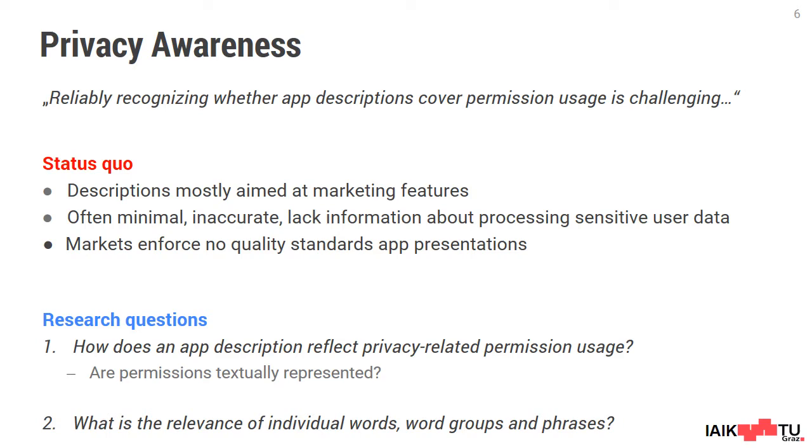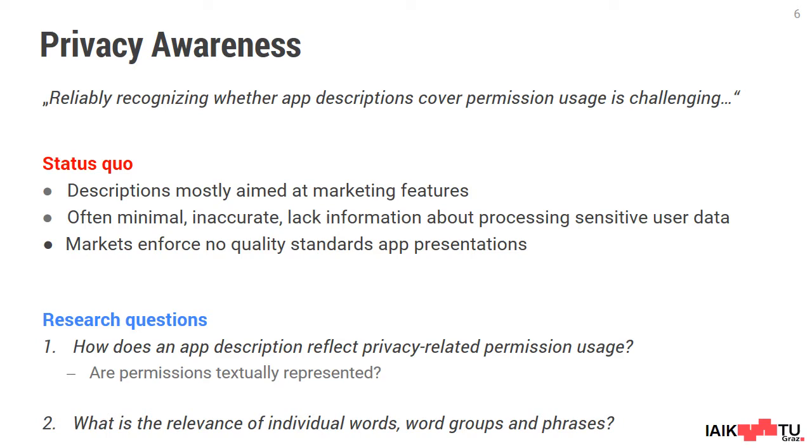The current status is that descriptions are mostly aimed at marketing features, but lack security-centric information. They are often minimal, inaccurate, or lack information about why certain permissions are required. Markets, besides performing security checks on apps, enforce no quality standards on how apps are actually presented there.